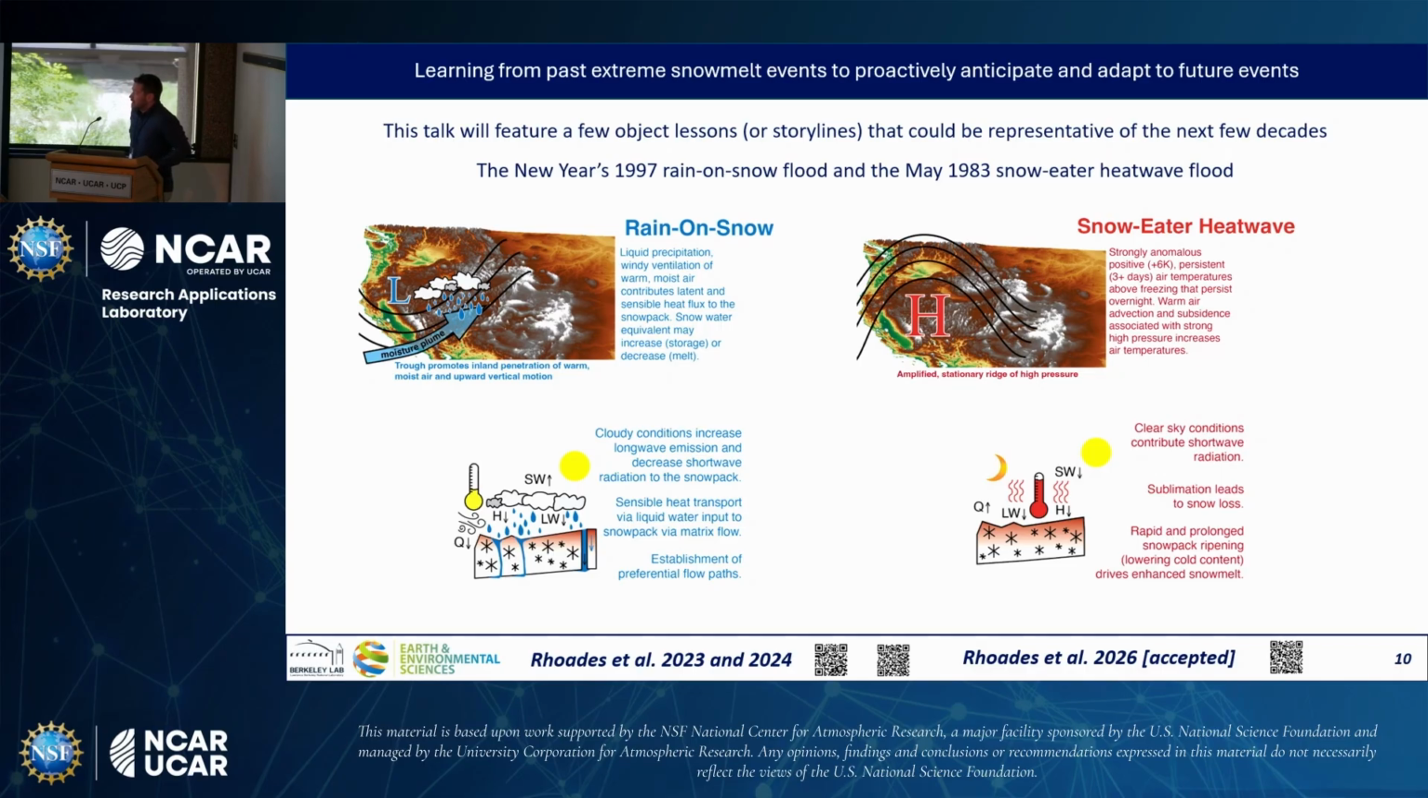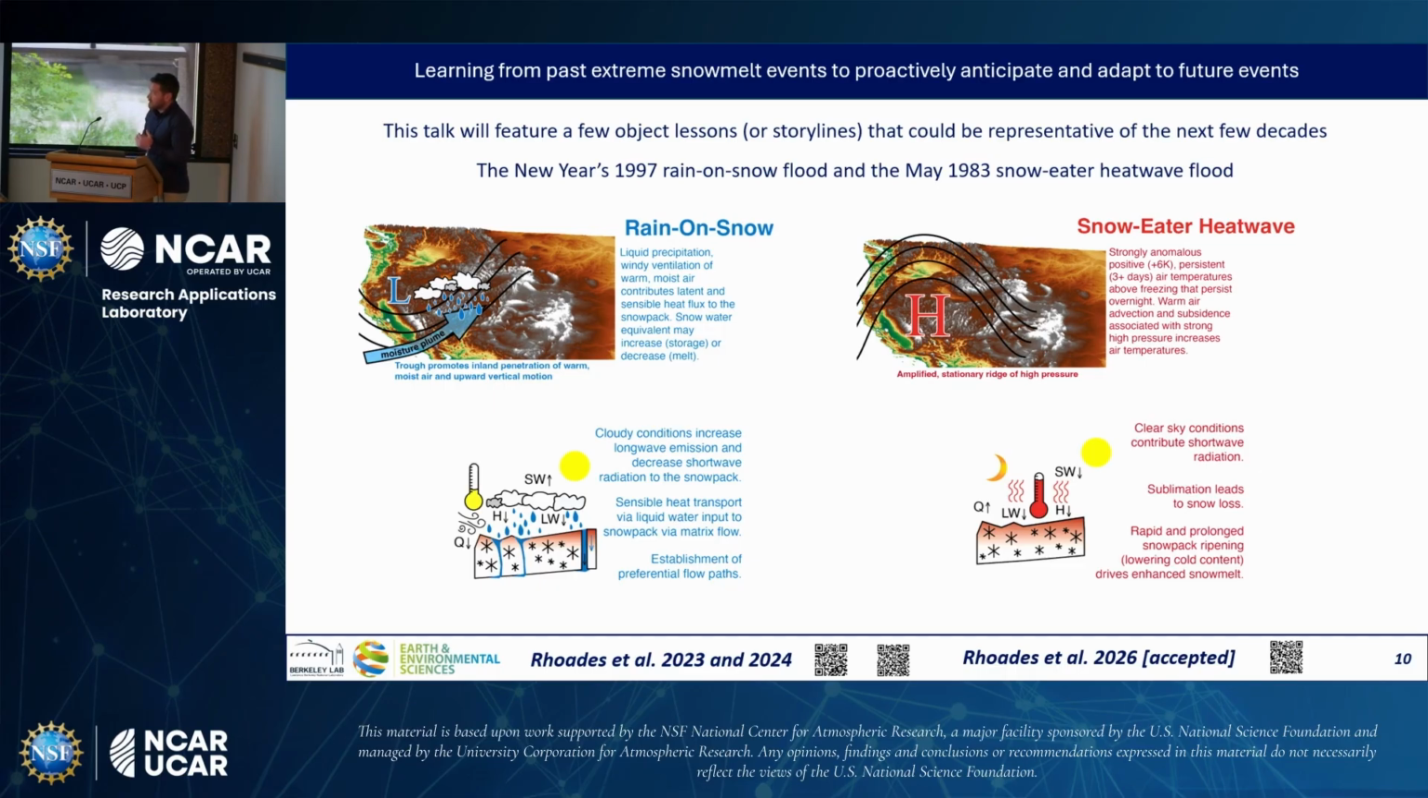Another thing is that in the Hyperfastest project I'm a part of, we've been using these things called storylines, or sometimes they're called object lessons, to contextualize these extreme events. The idea is to use these extreme events to learn from them and to proactively anticipate and adapt to how they might respond in a future climate, maybe a few decades from now. We're going to use two object lessons that could be representative of the next few decades as we continue to warm and snowpack becomes more susceptible to abrupt ablation.